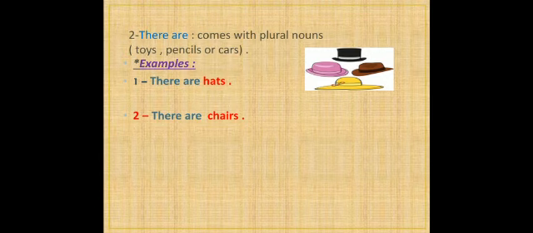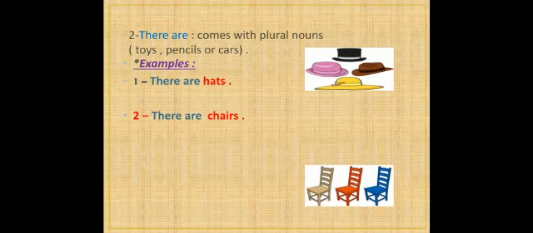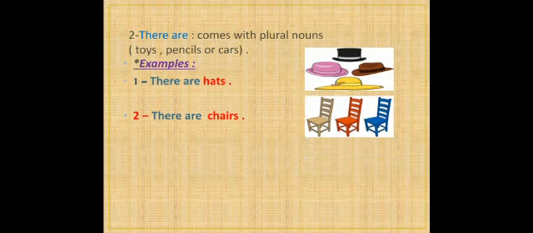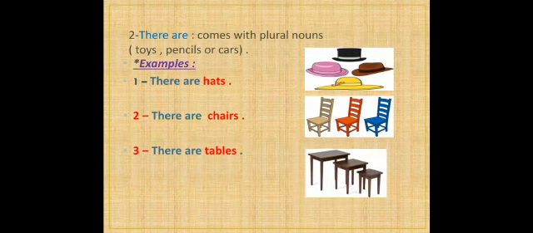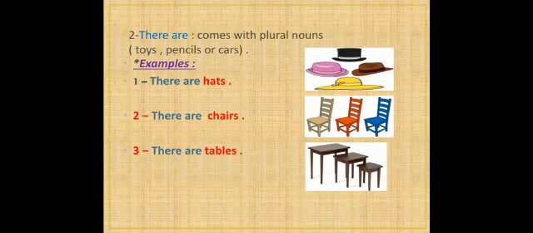Number 2, there are chairs. How many chairs are there? 1, 2, 3. 3 chairs, which is a plural noun, the word chairs, so we're going to use there are. Number 3, there are tables. How many tables are there? 1, 2, 3. So we can say there are tables, or we can say there are 3 tables. And tables, of course, is a plural noun.